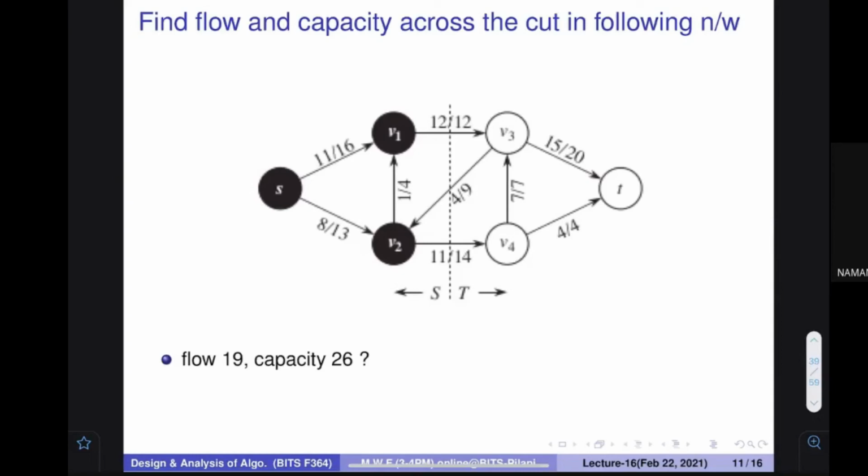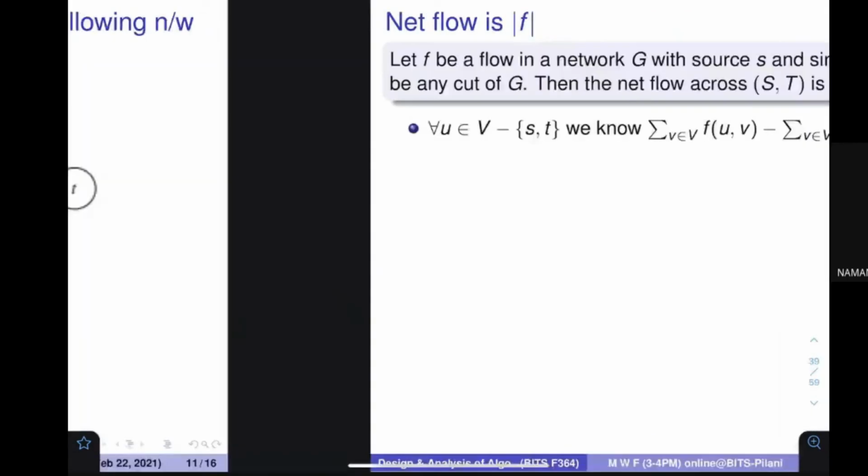Any question on that? Everybody understand what is flow? Flow is 19. What is capacity? Capacity is 26. Everybody knows this, flow and capacity of this network. Okay.